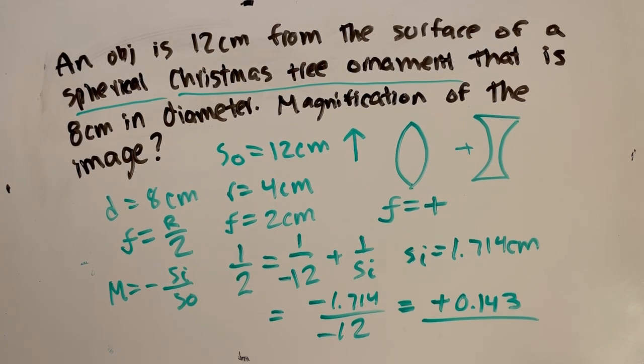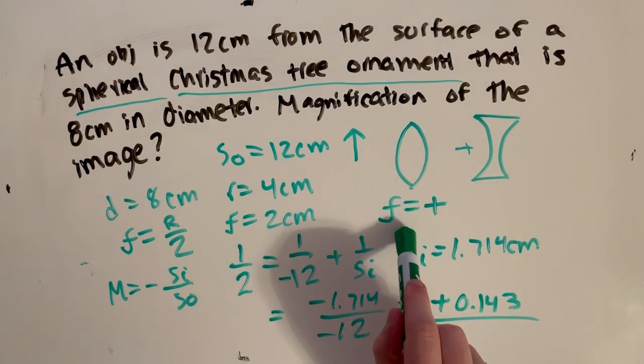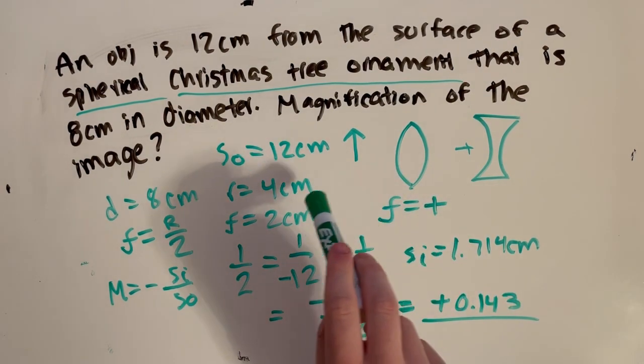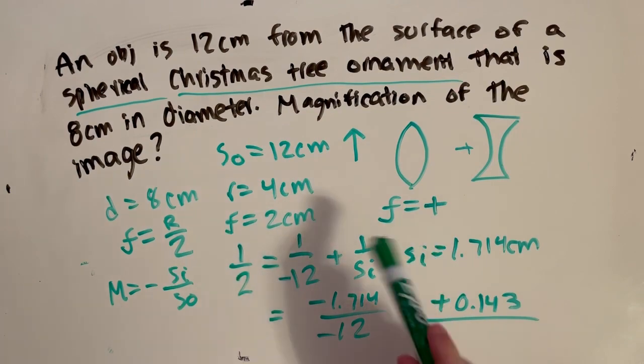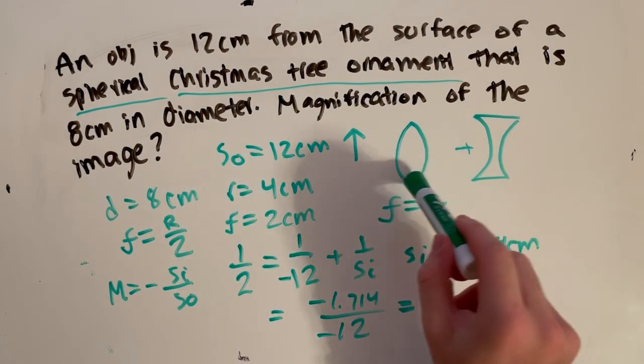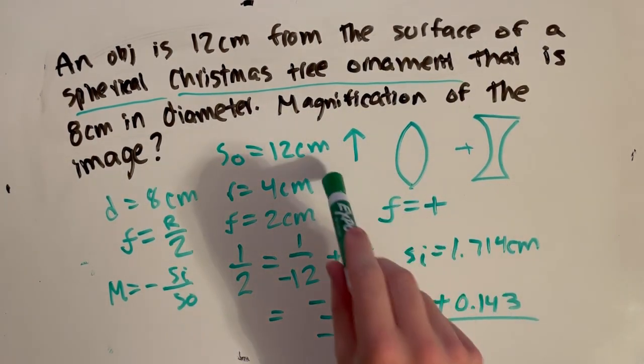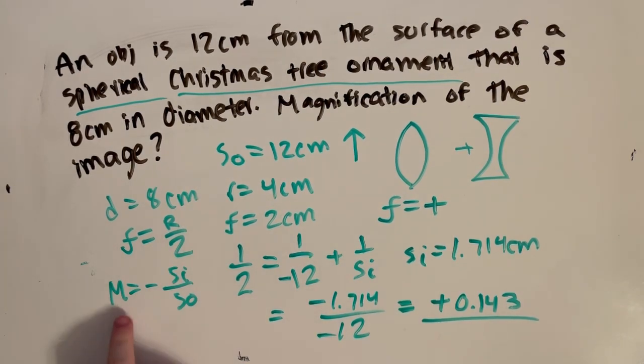So for this question, just a quick review. Converging lens, the focal point is a positive value. Our object is going to be from the surface of the spherical ornament, which is going to be the opposite side of our focal point for a converging lens, which is going to be the left side. So it's going to be a negative distance. Our magnification equation is right here. We have a negative over a negative, so that's why we have a positive value. Make sure when you write this down, you denote if it's positive or negative. You have to write that down.